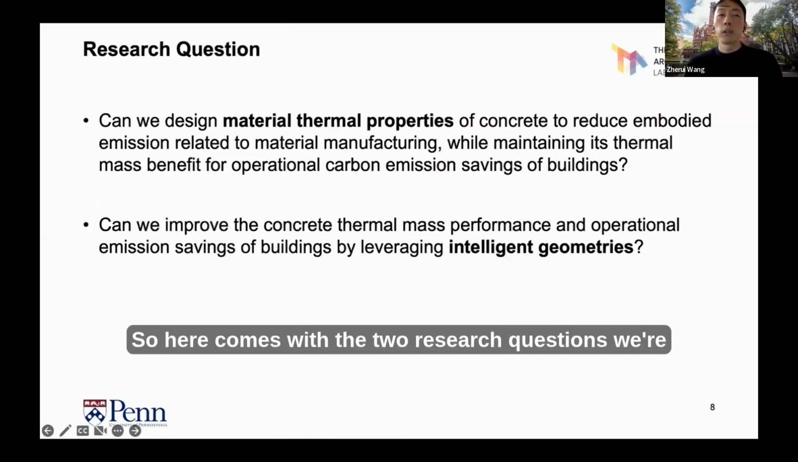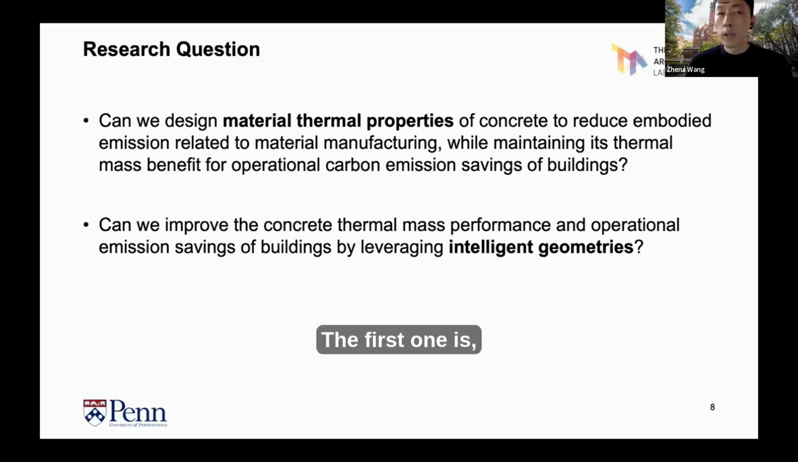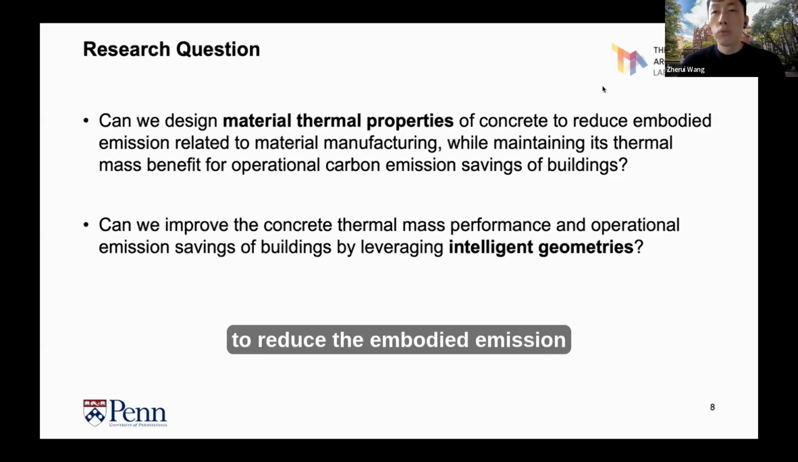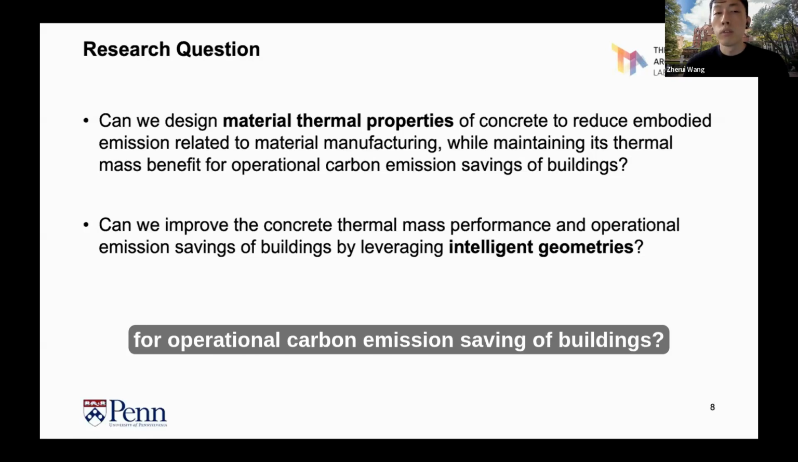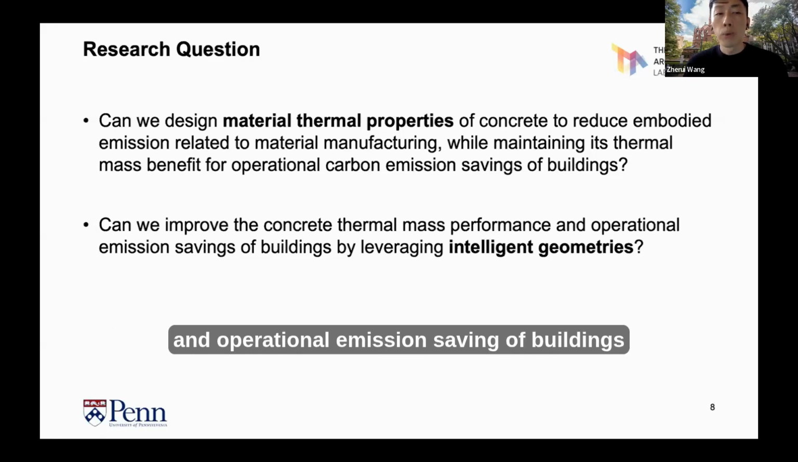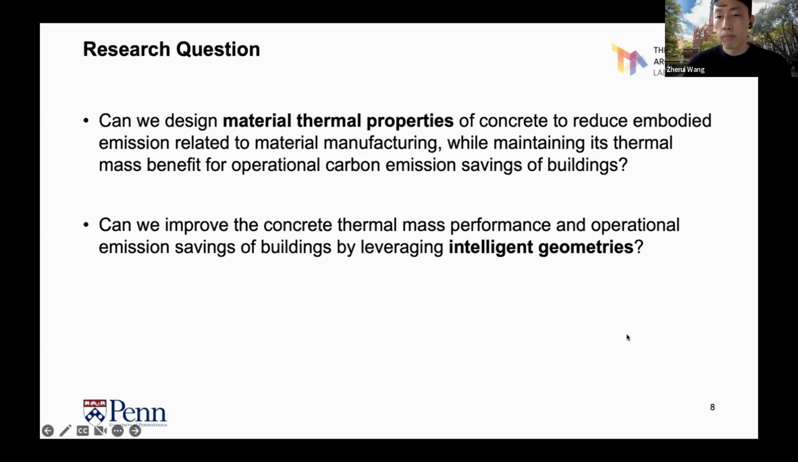So what do we do, right? Here come the two research questions we're interested in addressing in this portion of our research. The first one is, can we design the material thermal properties of a concrete to reduce the embodied emission related to material manufacturing while maintaining its thermal mass benefit for operational carbon emissions saving of buildings? And the second question we're asking ourselves is, can we improve the concrete thermal mass performance and operational emission saving of buildings by leveraging intelligent geometries?